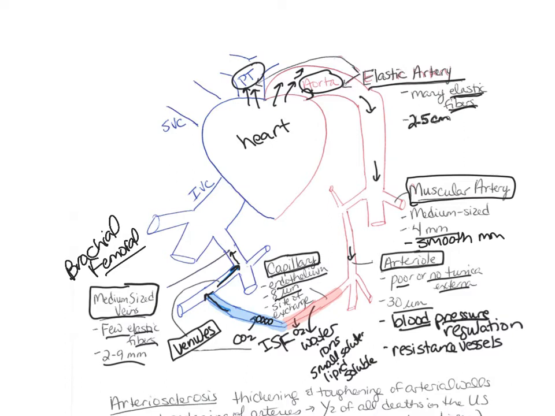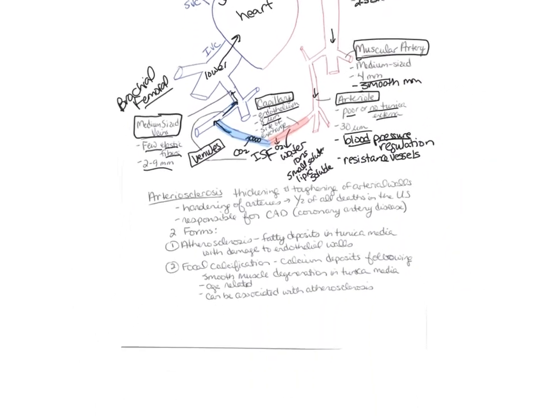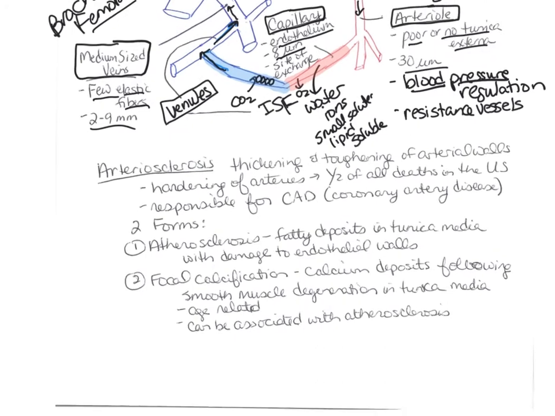Then these medium-sized veins are going to merge into the vena cava. So there's the inferior vena cava, and that's draining blood from the lower part of your body, the lower extremities, the abdominal pelvic area. And we also have the superior vena cava, and that's draining blood from your head and your neck and your chest and your upper extremities. So anything upper.